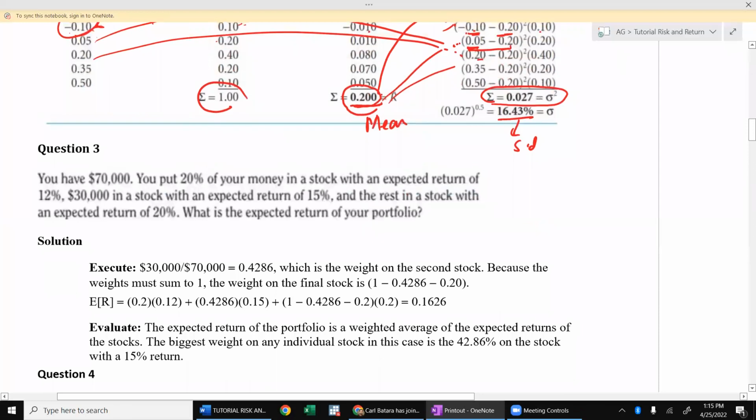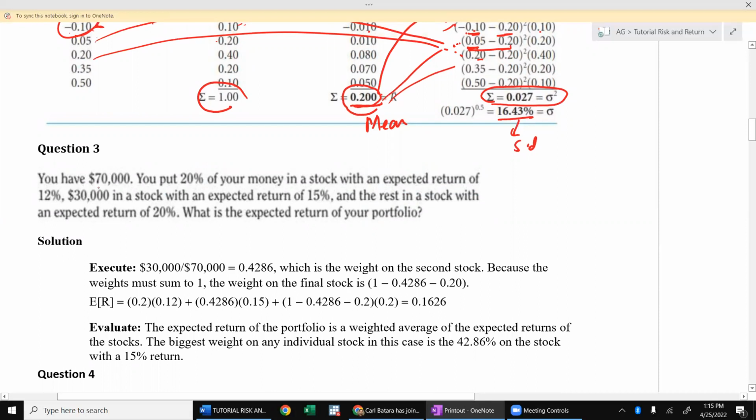Next question. In the previous question, we learned how to calculate risk and return using the historical and probability methods. Next, we are moving towards portfolio. In portfolio, we will learn how to calculate the portfolio return and how to calculate the portfolio risk. So this question is dedicated to the portfolio return.